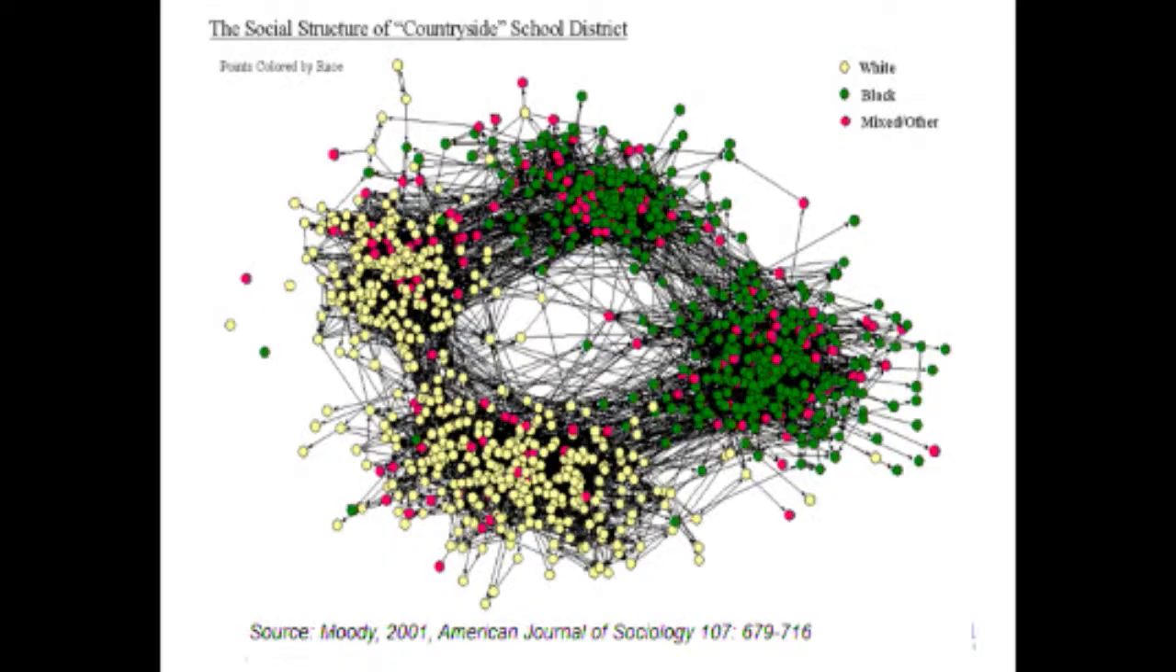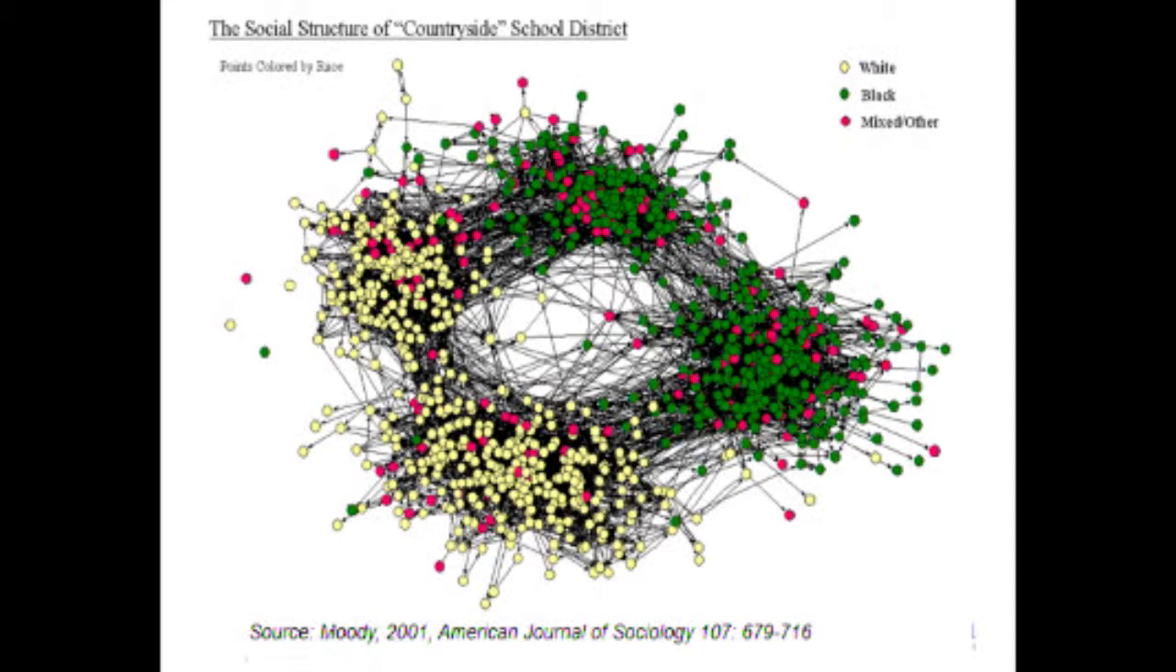Okay, and then we go on to that. I always love to show this. This actually comes out of one of Jim's papers. This is what you can do with these data. These are the friendship linkages in a particular school that's unnamed, and it shows the linkages by race and ethnicity.